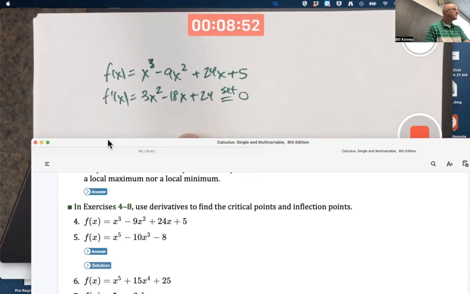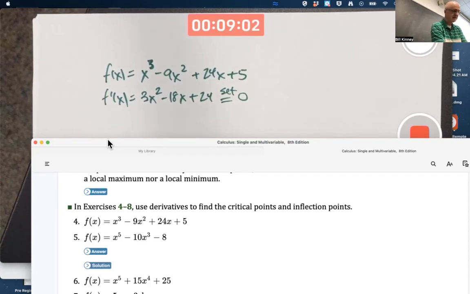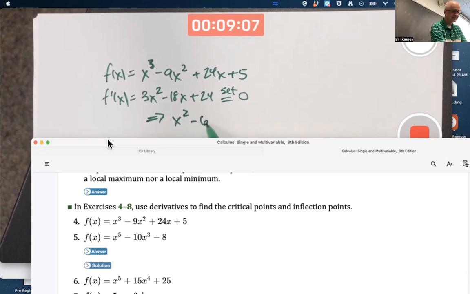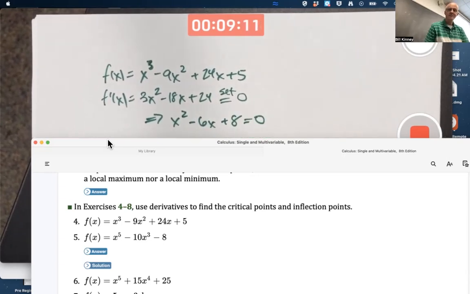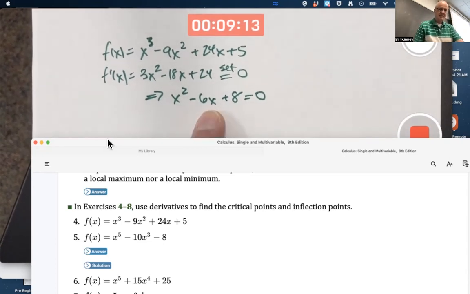It's quadratic. You could use the quadratic formula. Maybe we're lucky and we can factor it. Actually, you can make it a little simpler looking, and this is probably a good idea, by dividing everything by that common factor of 3. If I divide everything by 3, I get x squared minus 6x plus 8 equals 0. That's not the derivative. It's the derivative divided by 3, but it's 0 at the same spots where the derivative is 0.